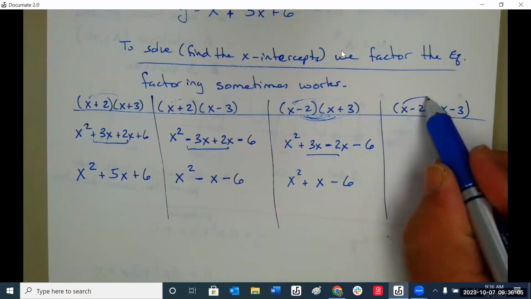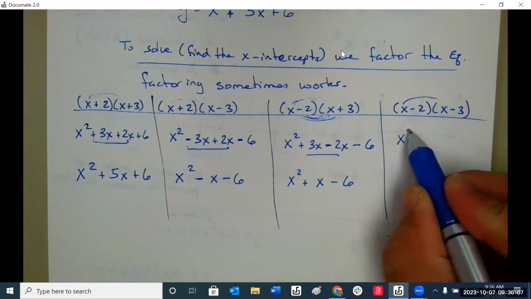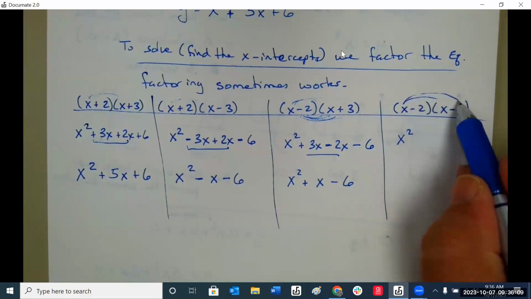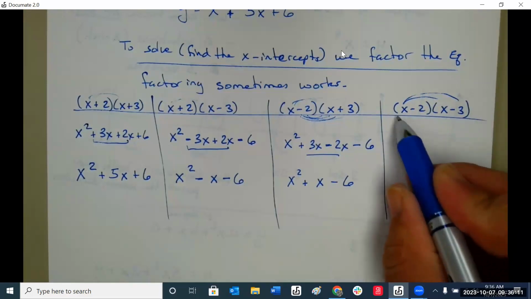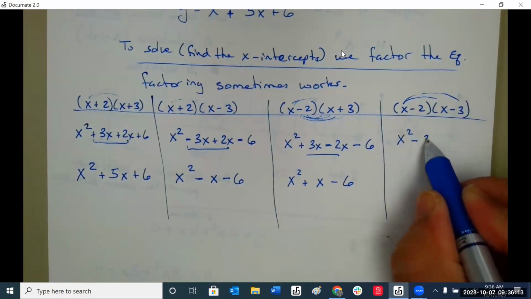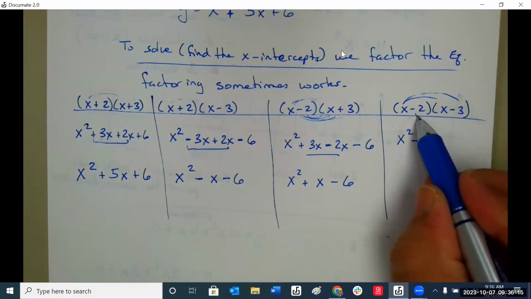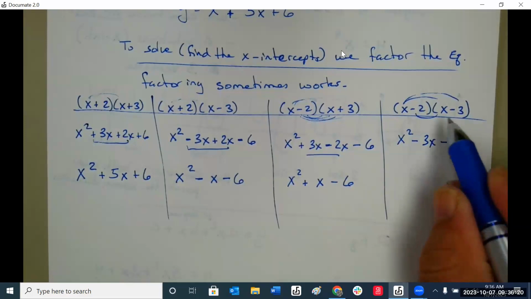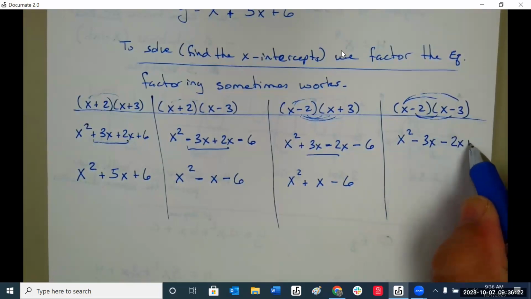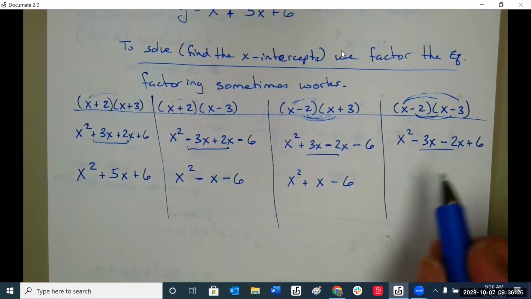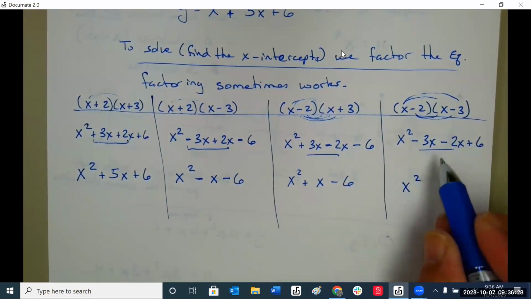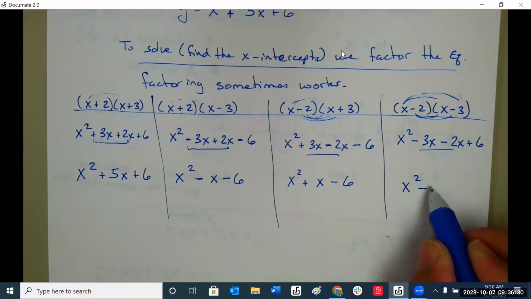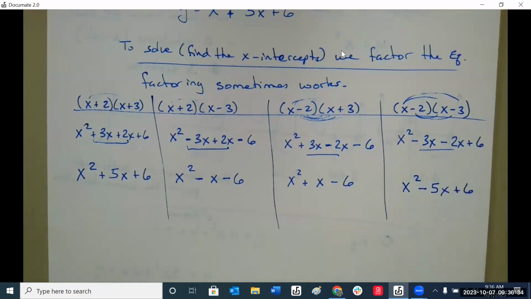And the last one. X times x is x squared. X times negative 3, or positive times negative, is negative. 3 times x is 3x. Negative times positive is negative. 2 times x is 2x. Negative times negative is positive. 2 times 3 is 6. Negative 2, they're both negative. Add them together. There.